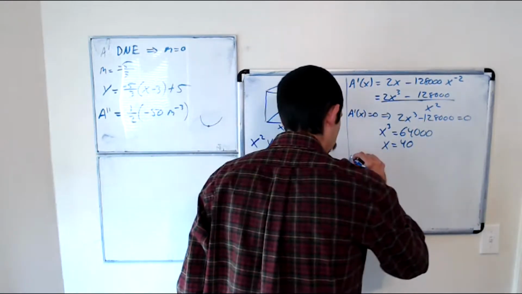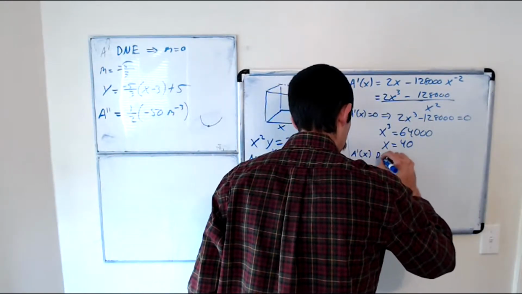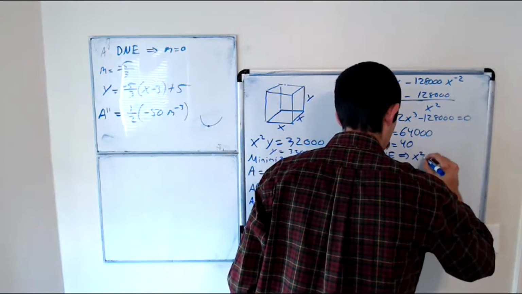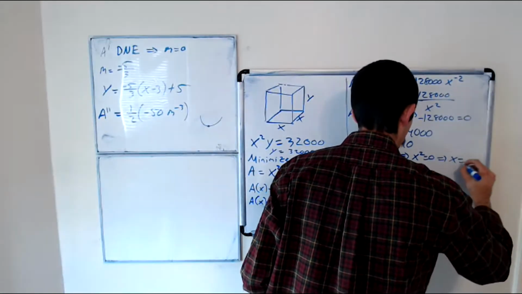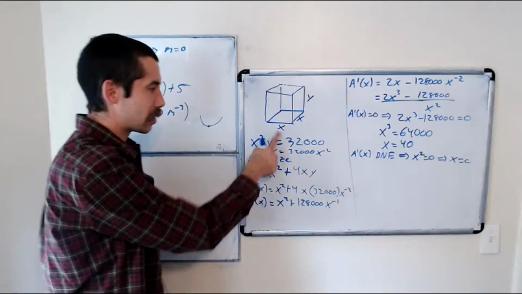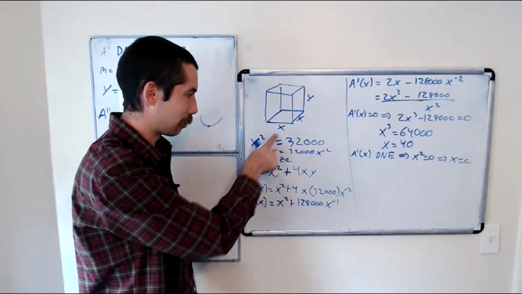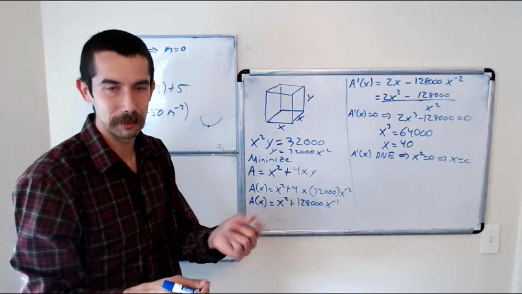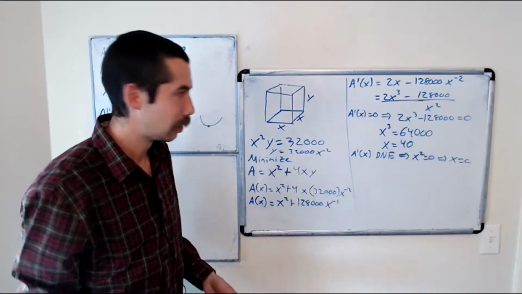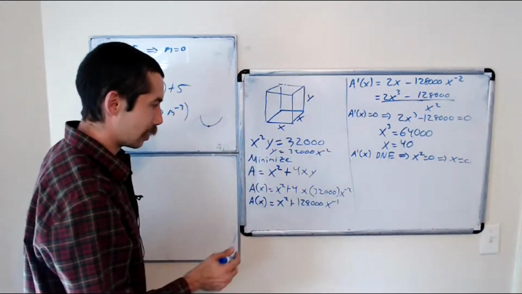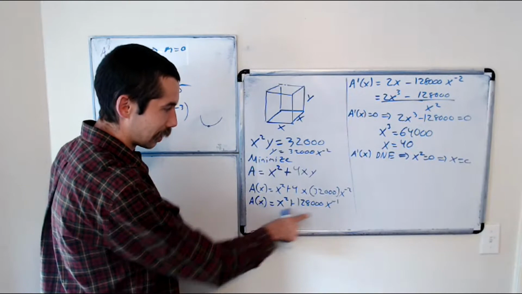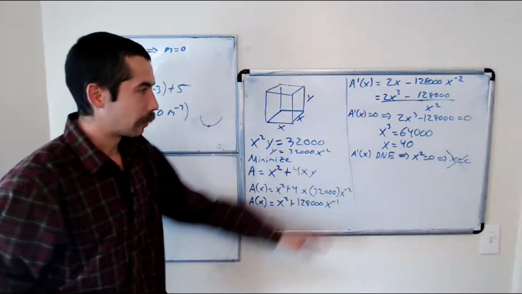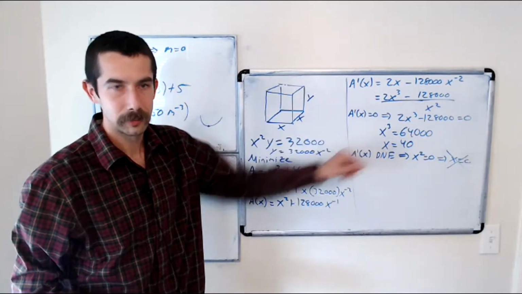The derivative is undefined when the denominator is 0. So x equals 0. But we can't have x equal to 0 because our volume is 32,000, and if x was 0, our volume couldn't be 32,000, right? That one of the side lengths, two of the side lengths would be 0, so there'd be no volume. Another way to check is our area has x in the denominator, so x is not in the domain here, or 0 is not in the domain. So throw that one out. Okay, x equals 40 is our answer.